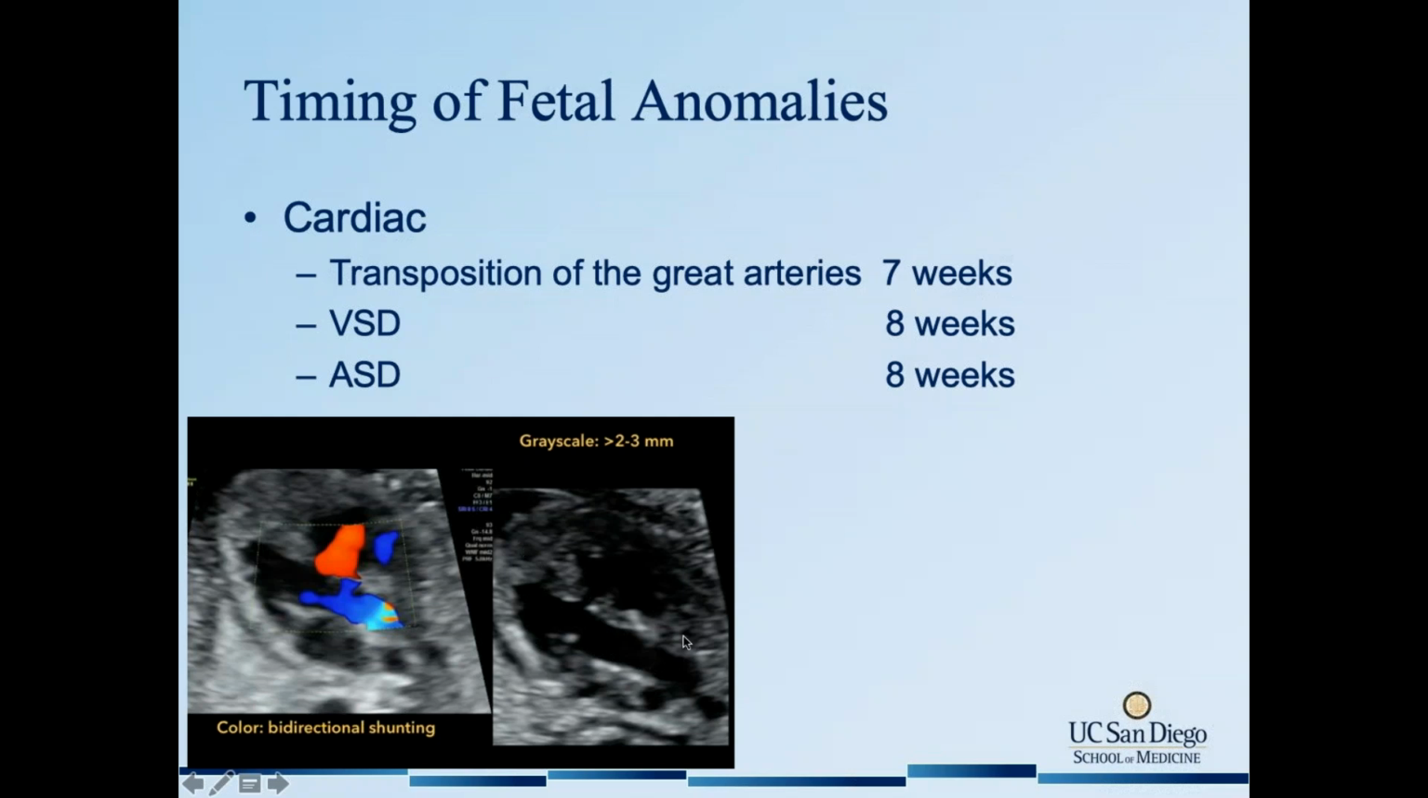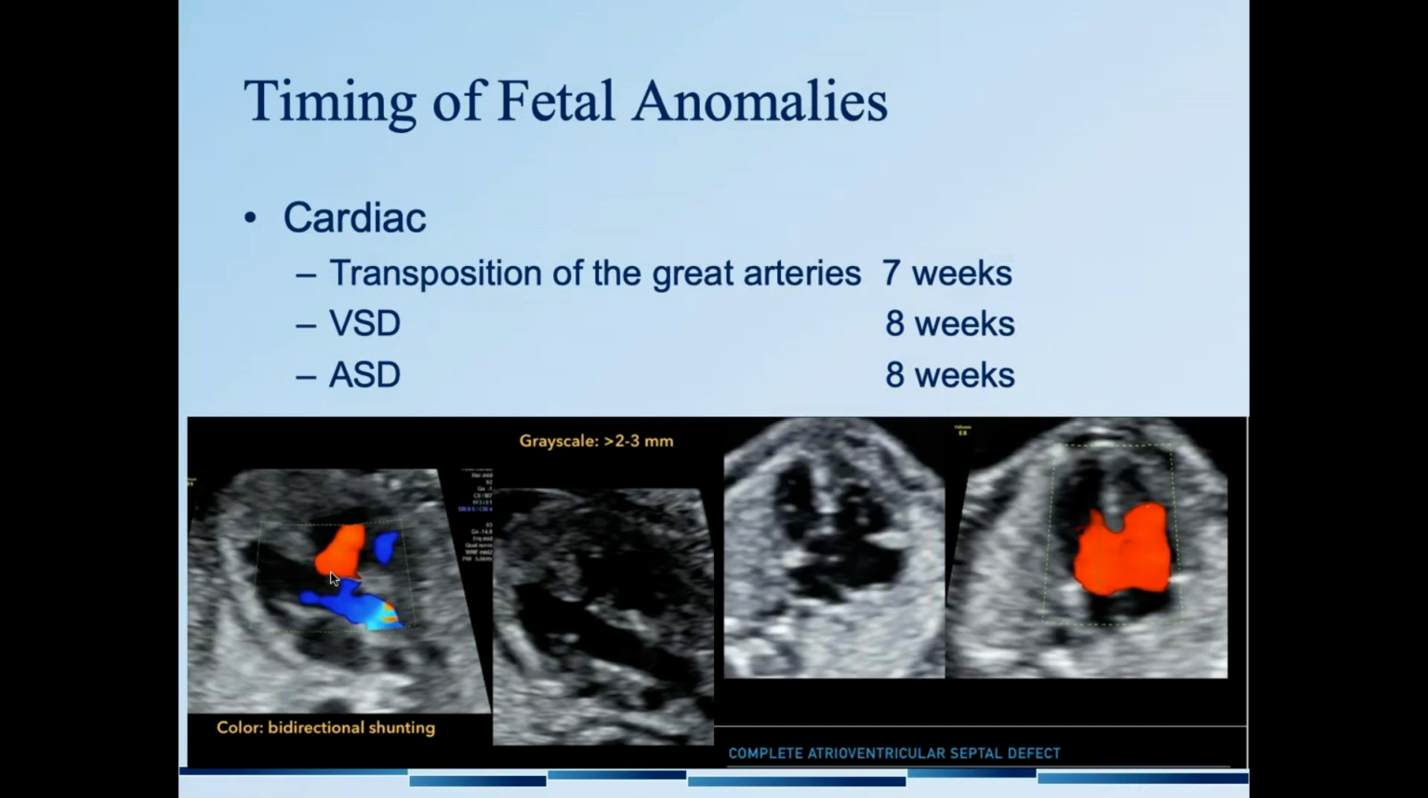This is the apex of the heart. This is the bottom of the heart. This is the interventricular septum, and I don't know if you can appreciate this defect on grayscale, which you can see really nicely on color scale, where you can see bidirectional shunting. This is an example of a ventricular septal defect in a fetus.